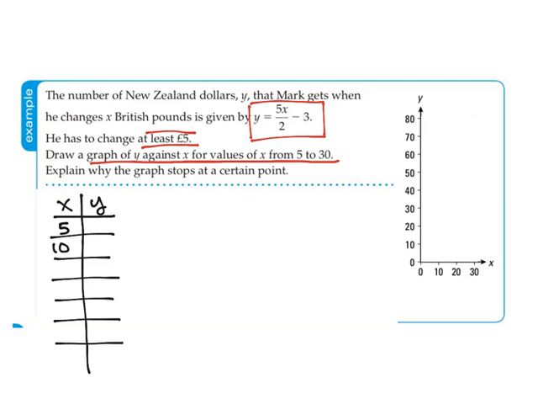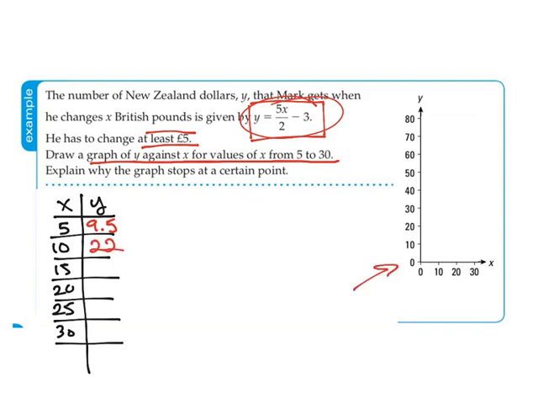So we're going to start with 5, then go to 10, 15, 20, 25, and 30. If you plug 5 into this equation, 5 times 5 is 25. 25 divided by 2 is 12.5. 12.5 take away 3 leaves you with 9.5. Then if we work with 10, 5 times 10 is 50. 50 divided by 2 is 25. 25 take away 3 gives us 22.